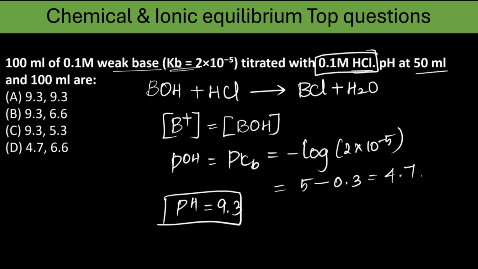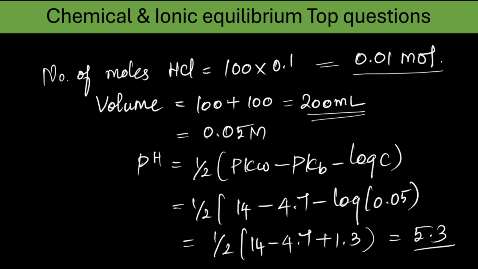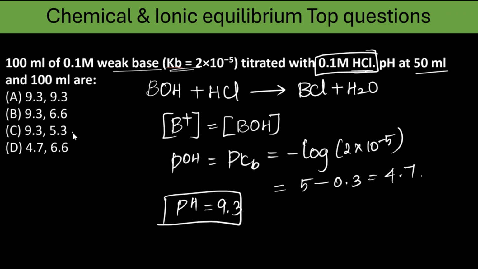So for 50 ml, the pH is 9.3, and for 100 ml, the pH is 5.3.